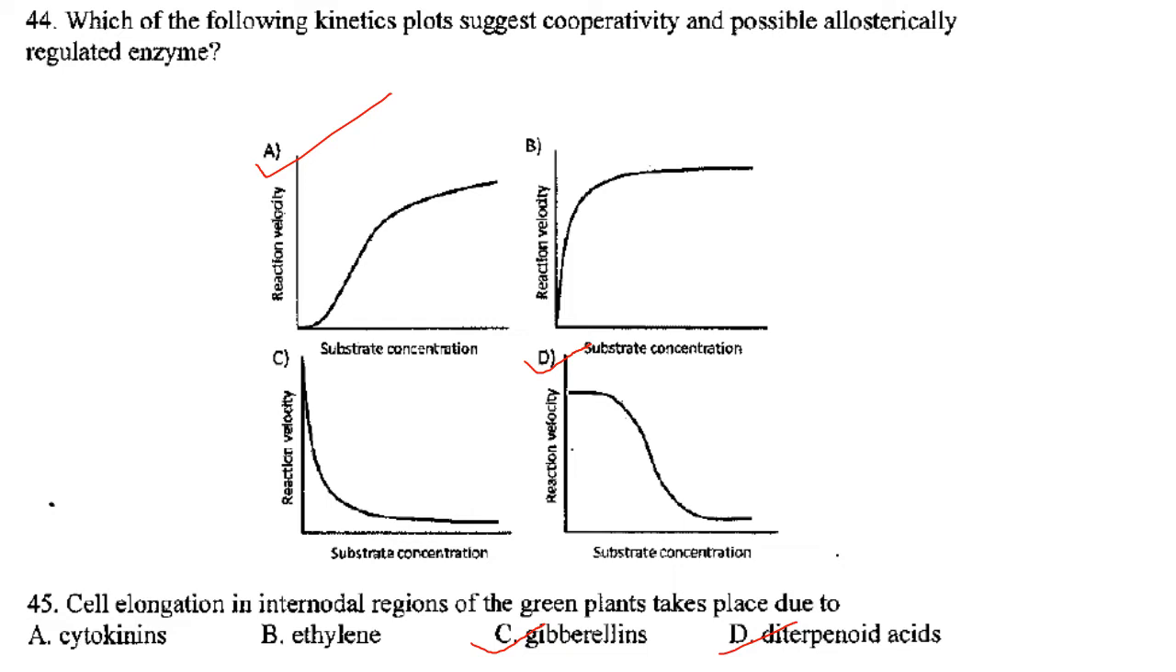Then next one. Cell elongation in internodal region of the green plants take place due to gibberellins. Cell elongation in internodal region. So it is gibberellins and diterpenoid acids. So answer is both C and D.